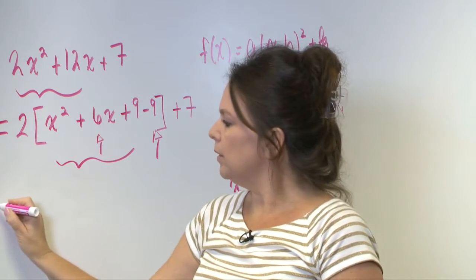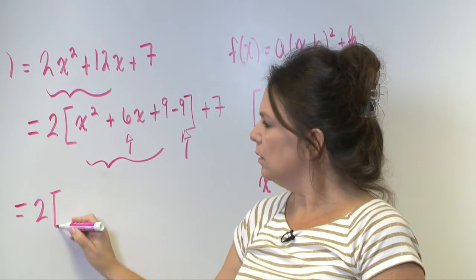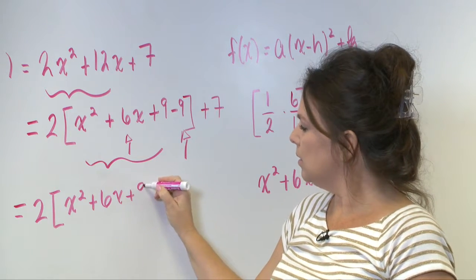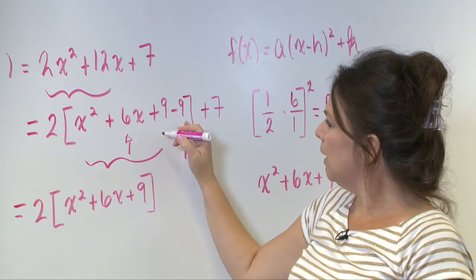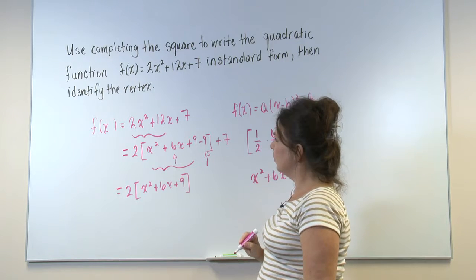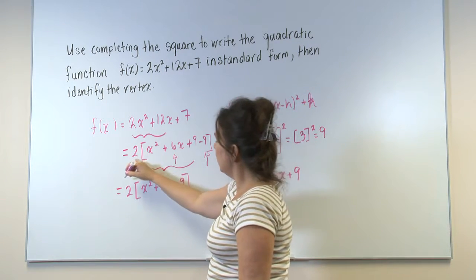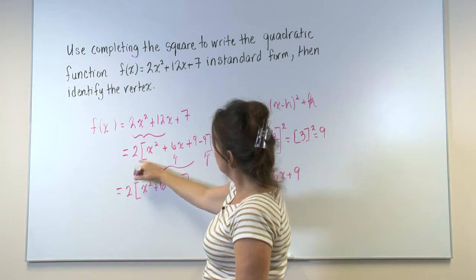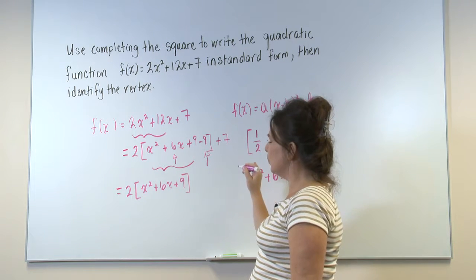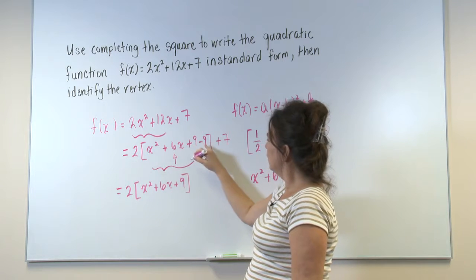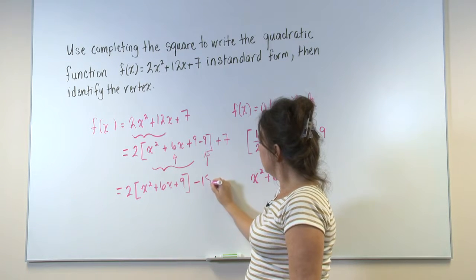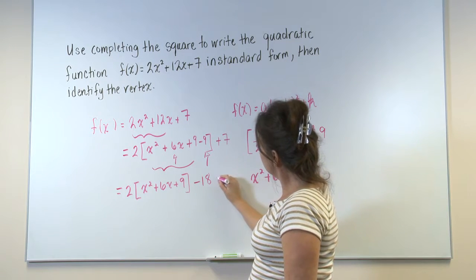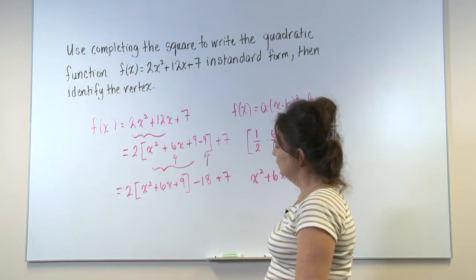So what I can do is I can rewrite this as 2 times x squared plus 6x plus 9, and then bring this minus 9 outside of the square brackets, but keeping in mind that every term inside the square brackets is being multiplied by this 2. So in order for this to come outside of the square brackets, I need to multiply 2 times a negative 9, and that is a negative 18. And so now that is outside of the square brackets, and I'm going to bring down this plus 7.